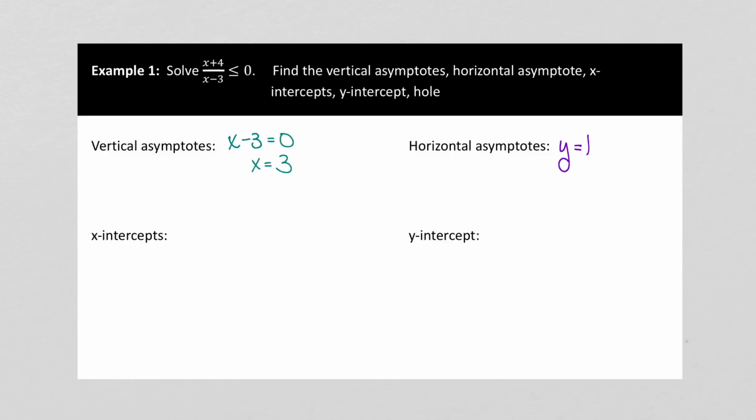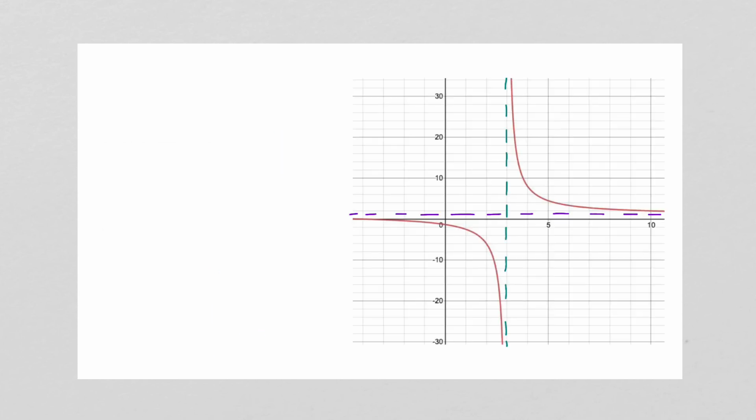What are the x-intercepts? Set this equal to 0. Multiply both sides by x minus 3. The x minus 3 goes away. And the x-intercept will be at negative 4. Right there.